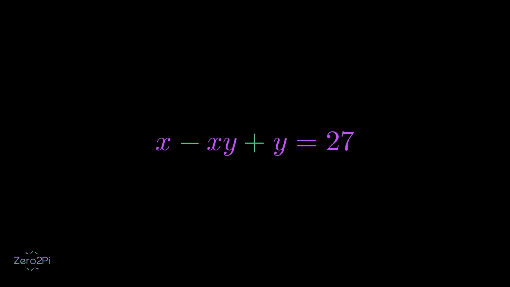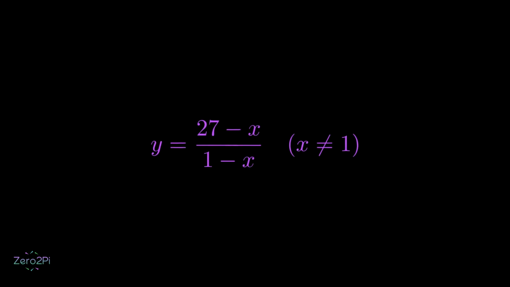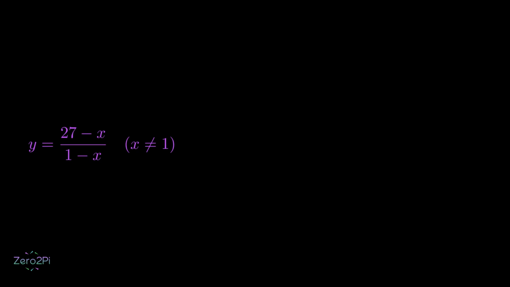By first taking y common from the last two terms, moving x to the left-hand side, and finally solving for y, we get y equals (27 minus x) divided by (1 minus x). And of course, x cannot be equal to 1. Is that it? Let's just draw a graph to see how it looks.